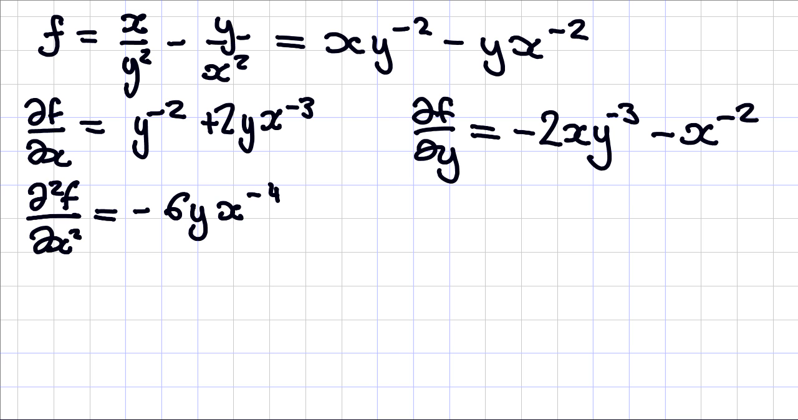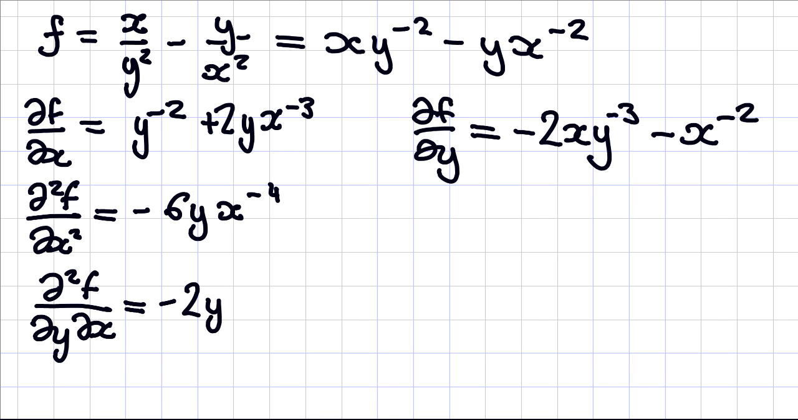Next I take the cross derivative, d2f dy dx. So here I'm differentiating df dx with respect to y. So this time the first term does have a derivative. Bring down the power, 2y to the power minus 3. Then differentiate the second term, that's just 2x to the minus 3.